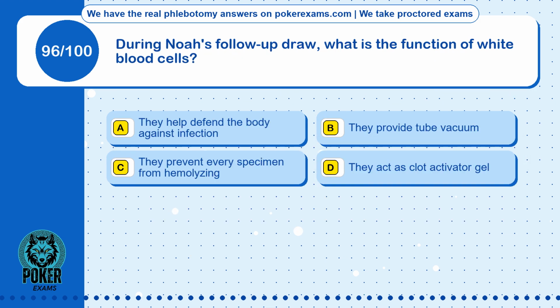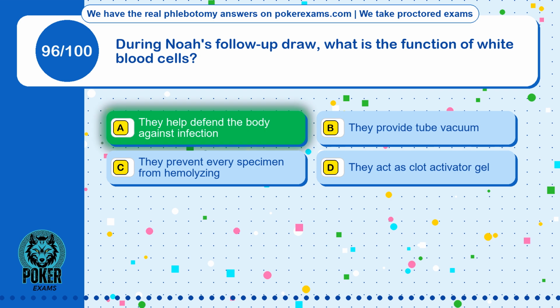Question 96. During Noah's follow-up draw, what is the function of white blood cells? Option A. They help defend the body against infection. Option B. They provide tube vacuum. Option C. They prevent every specimen from hemolyzing. Option D. They act as clot activator gel. The correct answer is option A.